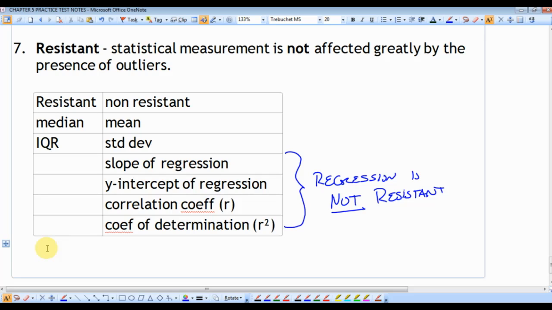I don't get it though. When it says neither of the following are resistant, does that mean they're not resistant? Yeah. The LSRL, or regression line, is not resistant. The correlation coefficient is not resistant. All right, any other questions on resistance? Long story short, regression is not resistant.